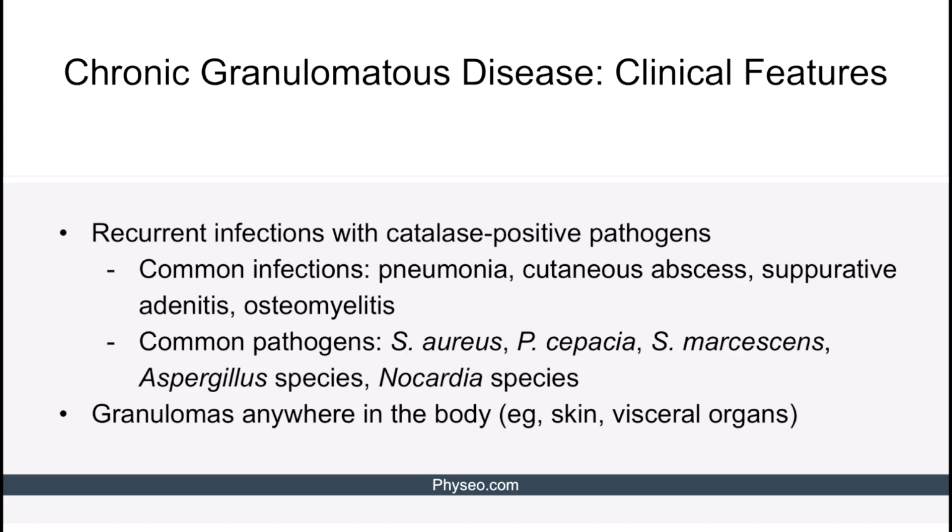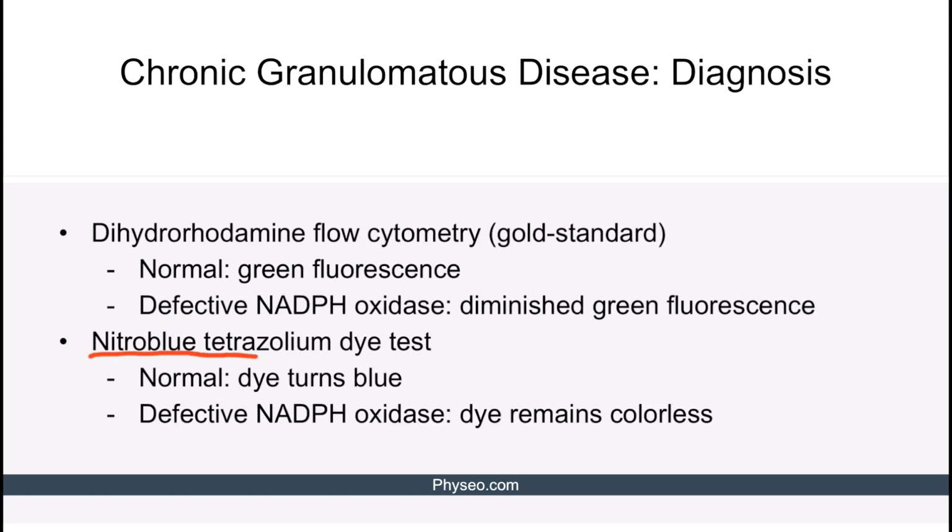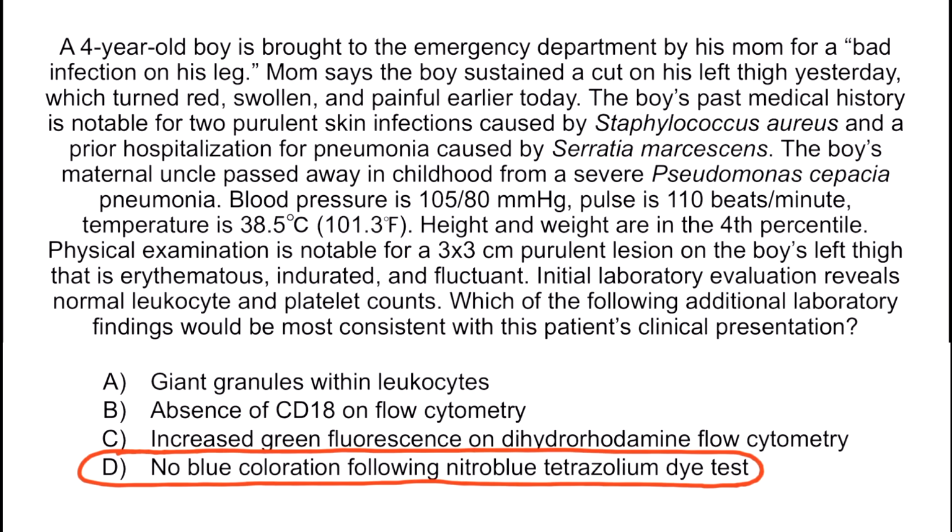Recall from this slide that patients with chronic granulomatous disease suffer from recurrent infections caused by catalase-positive pathogens such as Staph aureus, Pseudomonas cepacia, and Serratia marcescens. Next, recall from this slide that most commonly chronic granulomatous disease is inherited in an X-linked recessive pattern. Lastly, recall from this slide that nitroblue tetrazolium dye test will not produce a blue color in patients with chronic granulomatous disease because they have a defective or deficient NADPH oxidase. This is why option D, no blue coloration following nitroblue tetrazolium dye test, is the correct answer.